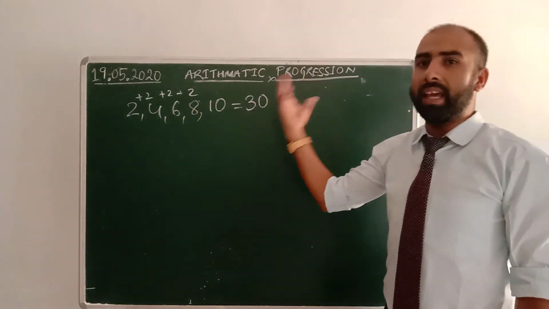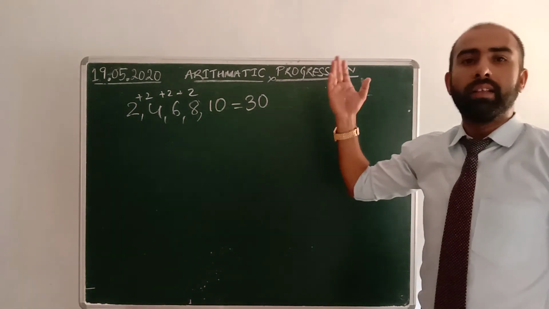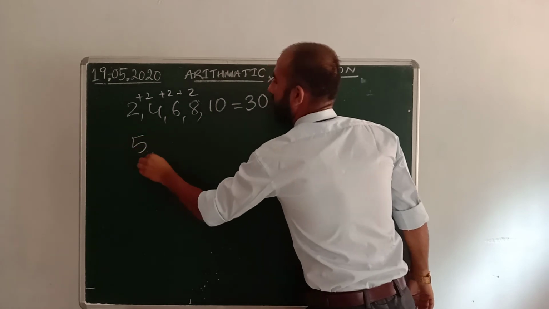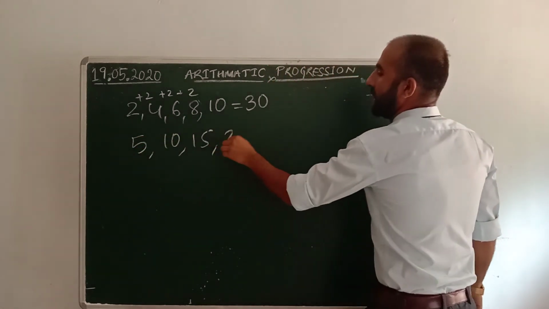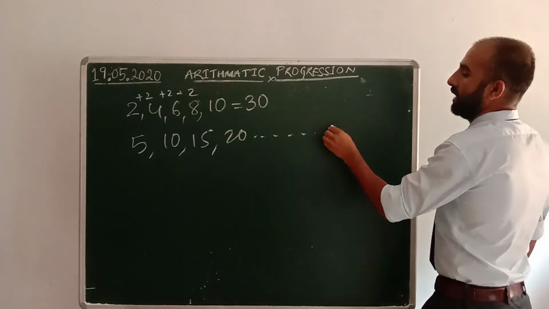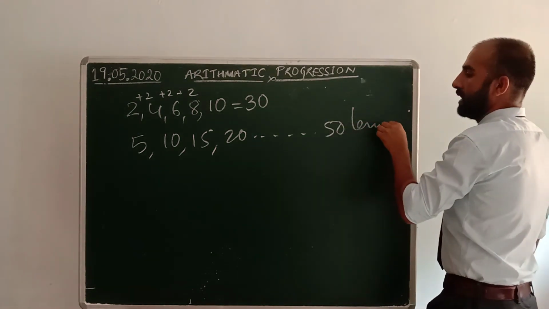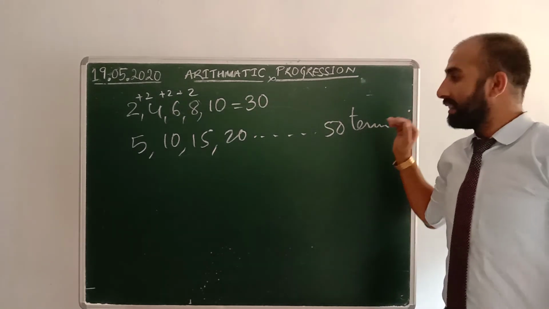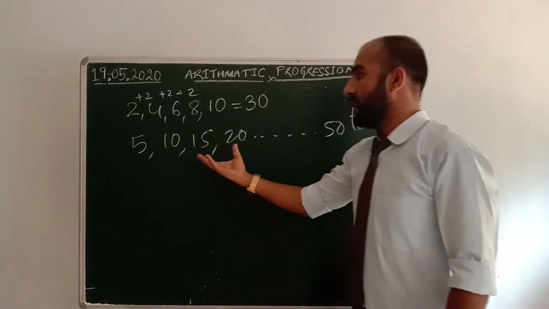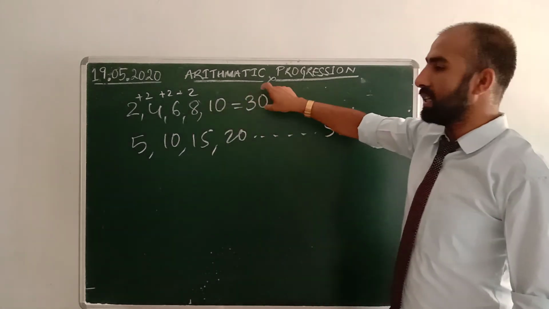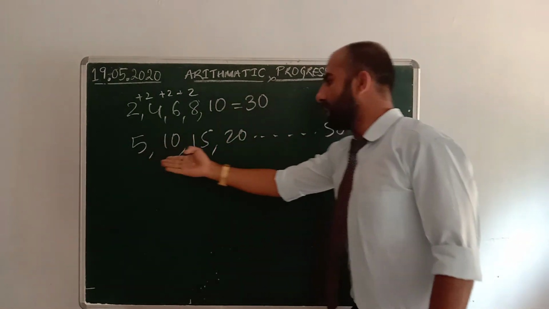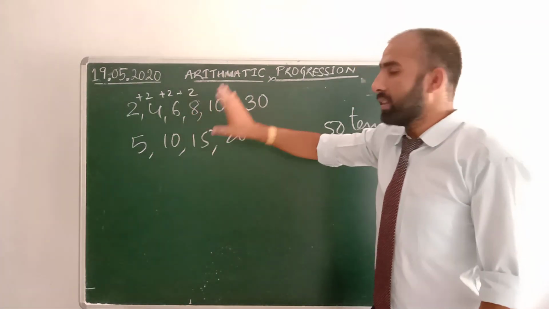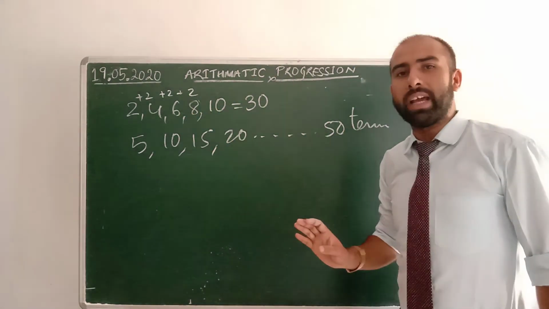What if you are given an AP which is quite long and the common difference is quite big? For example, let us say 5, 10, 15, 20, up to say 50 terms, and you are asked to add all these up to 50 terms. Then here the problem arises. For short numbers like the earlier ones, it is quite easy to add, but for bigger numbers and 50 terms, it is quite difficult to add. For this, we have the summation formula in AP.